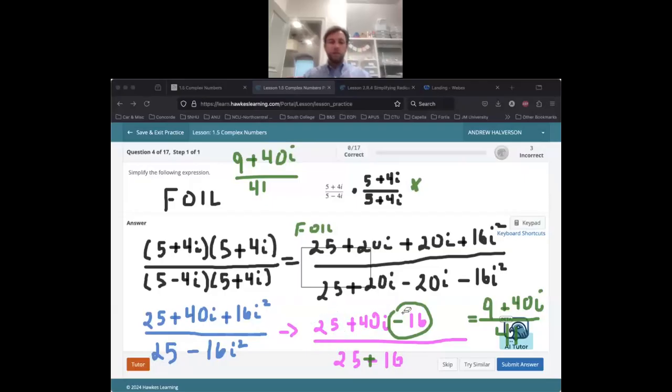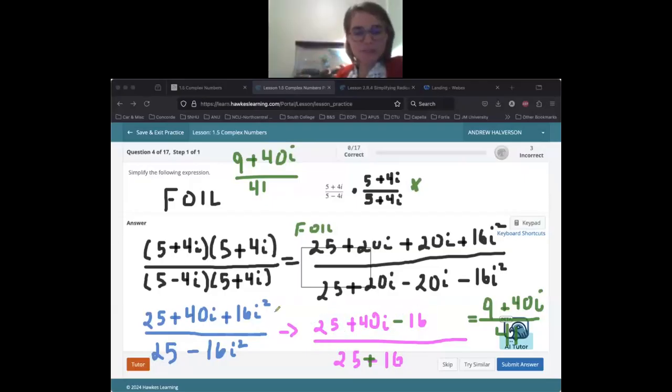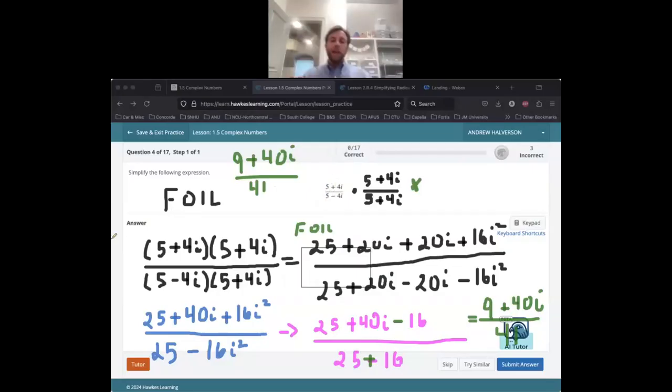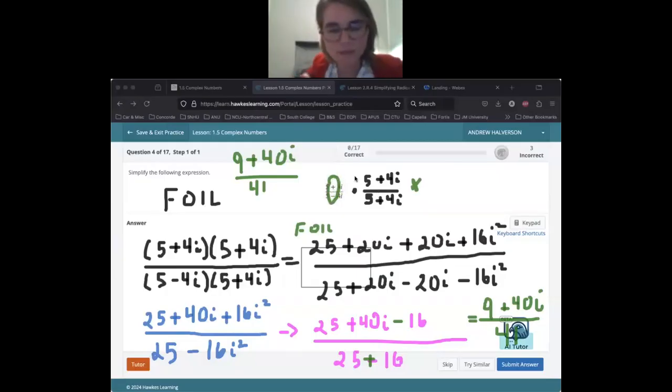Okay. And also, my first instinct would have been to just cancel out the like terms, like of course 4i over 4i, and later on the 16i squared. It's tempting to want to do that, but we can't. Why? Because of these things in the middle, the pluses and minuses.